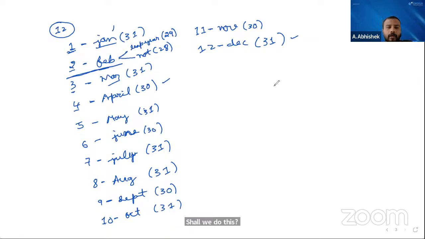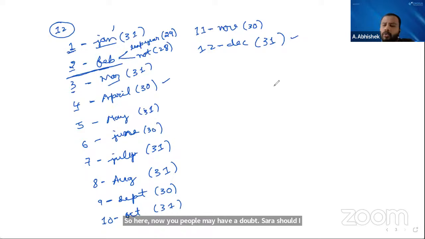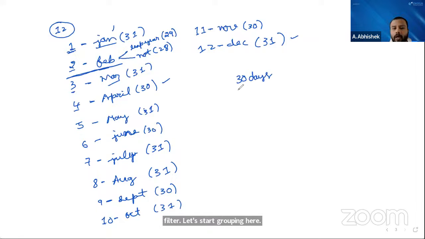Yes. Oh, so here you people may have a doubt. Sir, should I need to create 12 blocks, sir? 12 case blocks? No need. We can achieve grouping. Here, just filter. Just start grouping here. So 30 days. Check what are the months which are having 30 days.